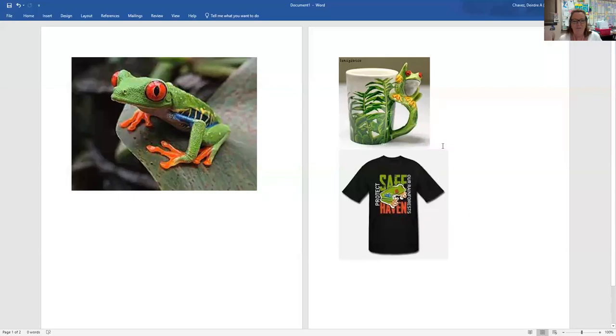What I would like you to do is see if you can find more pictures of the red-eyed tree frog and illustrate it on your page. You could make a poster or a t-shirt design that says something about Save the Red-Eyed Tree Frog, or you could say Save the Rainforest. You could design a mug, or you could just draw an illustration. I want you to take one of those three ideas and add it. Let me show you where.